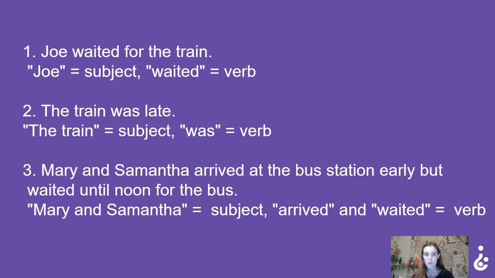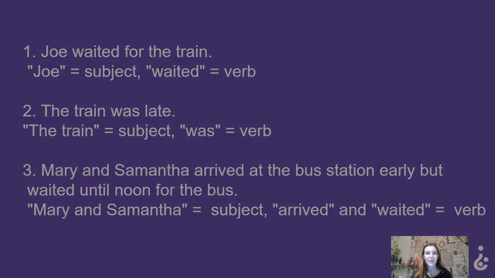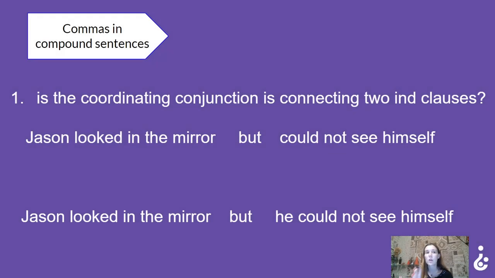Joe waited for the train. Joe, subject, waited, verb. The train was late. The train, subject, was, verb. Mary and Samantha arrived at the bus station early, but waited until noon for the bus. Mary and Samantha is the subject. Arrived and waited, verb.